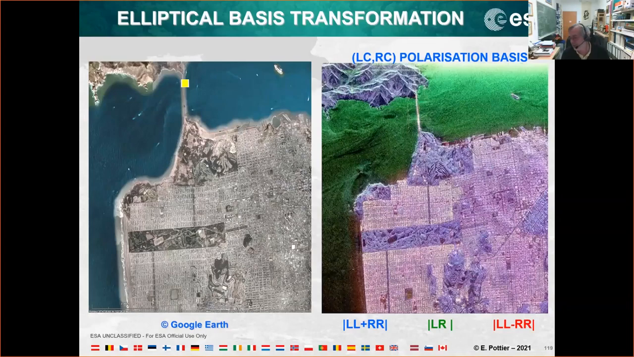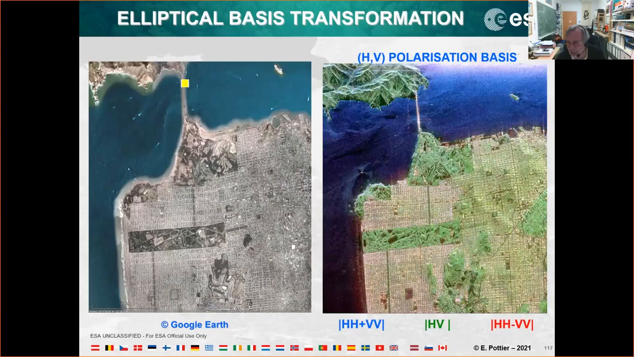Okay, it's not a question of algae. It's a question of polarization. So you have to think some minutes about this problem. So remember, I start from this acquisition. The ocean is blue. Okay, the problem.